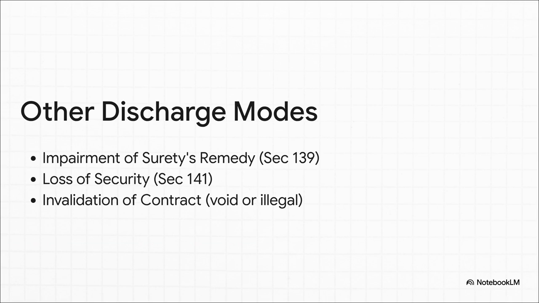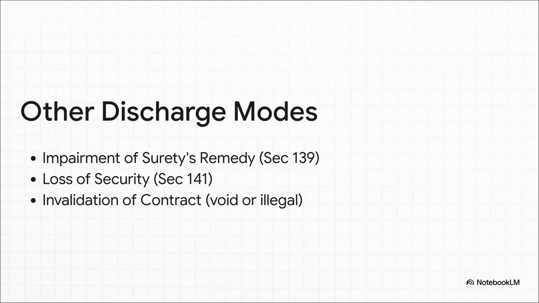Other discharge modes include 3. By impairment of surety's remedy, Section 139, 4. By loss of security, Section 141, and 5. By invalidation of contract if it's void or illegal. Section 139, by the way, is a beautiful blanket protection.